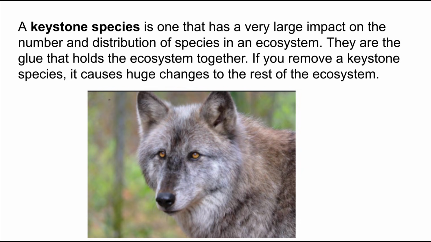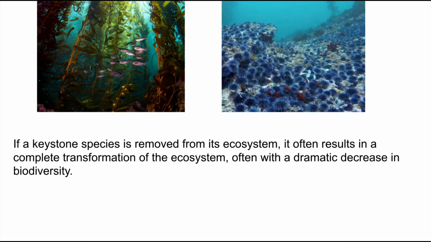So the best way to think of it, I think, is this. If you remove a keystone species from the ecosystem, it makes the ecosystem look different. It's not the same ecosystem at all. It causes such huge changes. So here's a classic example. This is a kelp forest. A kelp forest is an amazingly biodiverse cold water ecosystem that happens off the coast of places like California and South Africa. So a keystone species is one that if you remove it, it completely transforms the ecosystem.